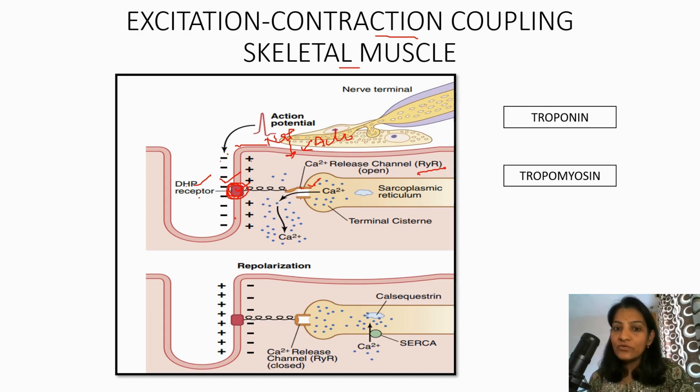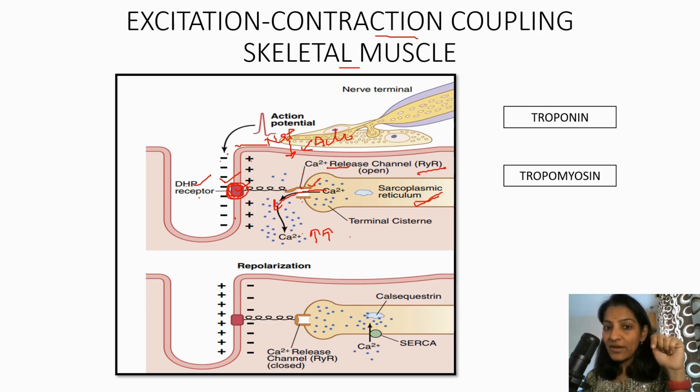As this ryanodine receptor opens, this ryanodine receptor is present in your terminal cisternae, which is the terminal portion of your L tubule. And the L tubule is a part of your sarcoplasmic reticulum. Sarcoplasmic reticulum is the storehouse of calcium ion. So as there is an opening of this ryanodine receptor, or the calcium release channel, the calcium will come out, and there is increased availability of calcium in the cytoplasm now, which will lead to the contraction to happen.